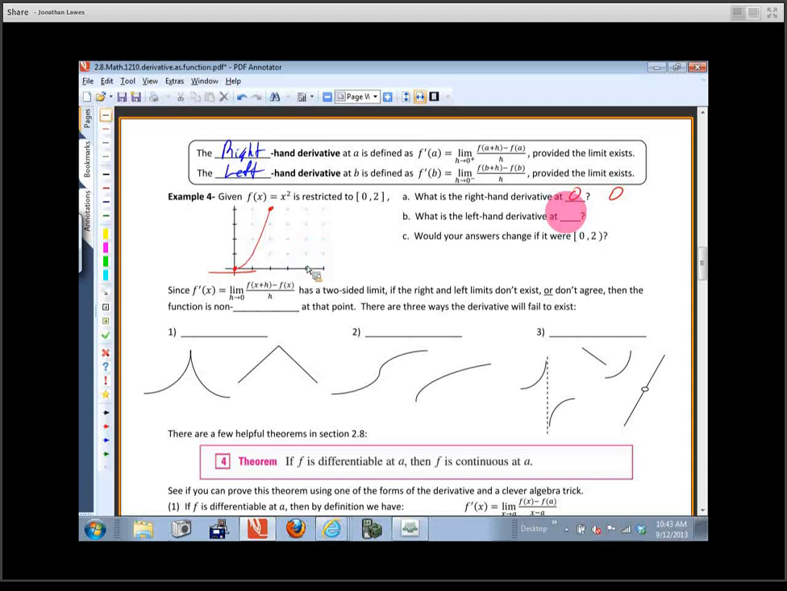And the derivative from the left at 2. So we're checking 2. What's the derivative? What slope does it approach from this side right here? How steep was this? It was 4. Okay.